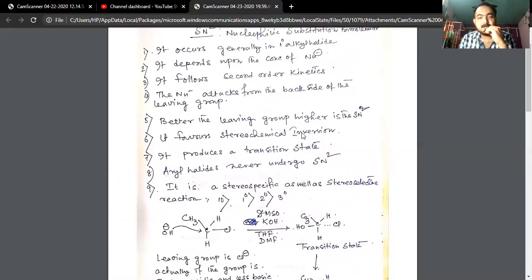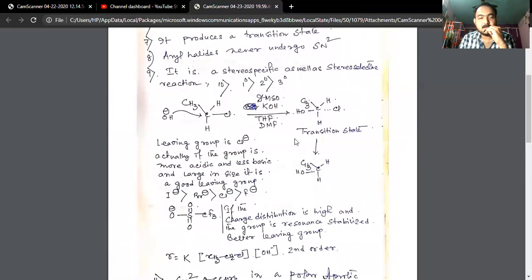Okay, the better the leaving group, the higher the rate of SN2. Here the leaving group is Cl−. It can be I−, Br−, F−, etc. But F− does not undergo SN2 reaction easily, because the bond between F and the carbon atom becomes strong, as F has higher basicity. If the group is more acidic and less basic, the rate of SN2 reaction becomes fast because the leaving group capability is high.